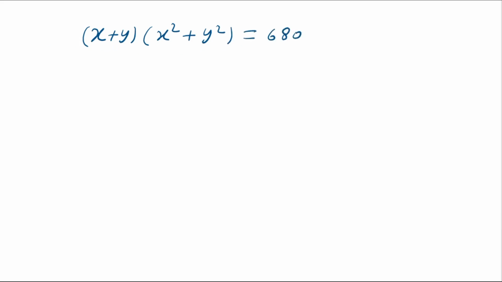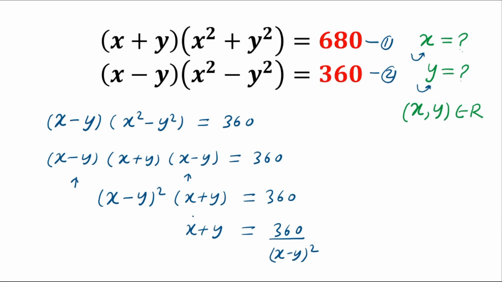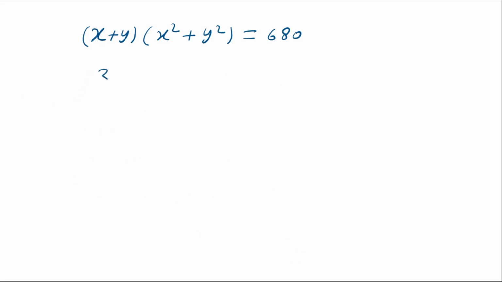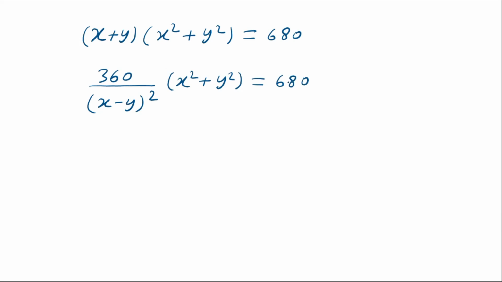The value of x + y is 360 over (x − y) whole squared. So x + y is replaced by 360 over (x − y) whole squared, multiplied by (x² + y²), and this equals 680. Now this (x − y) whole squared, if we take it to the right hand side, then it is 680 multiplied by (x − y) whole squared, and on the left hand side 360 multiplied by (x² + y²).